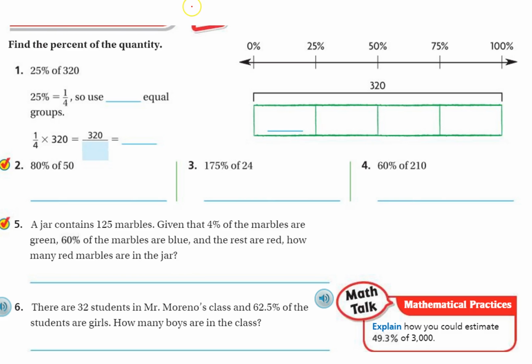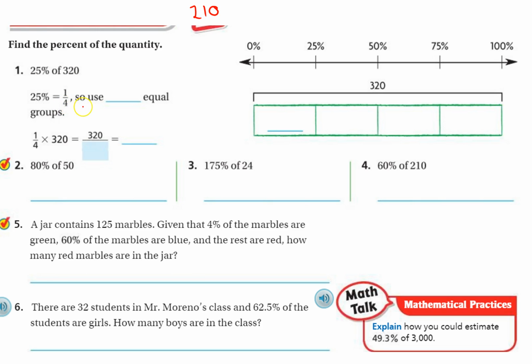Okay, in this video I'm going over the bottom portion of page 210 in your Go Math textbook. So again, follow along. Let's take a look. Number 1, 25% of 320. Okay, so they used a bar model here. So let's take a look.